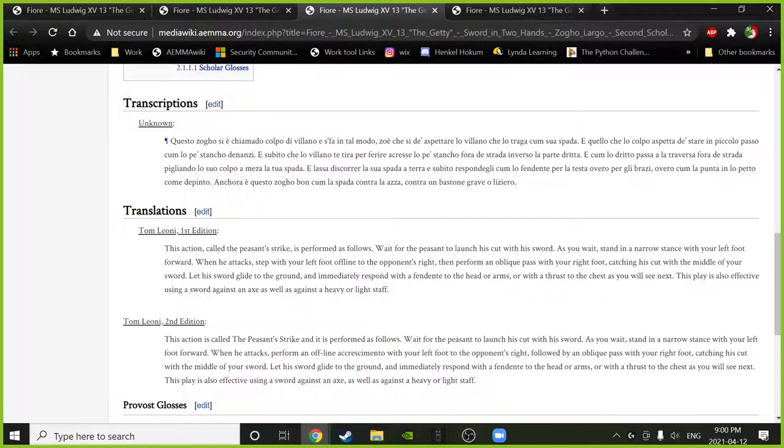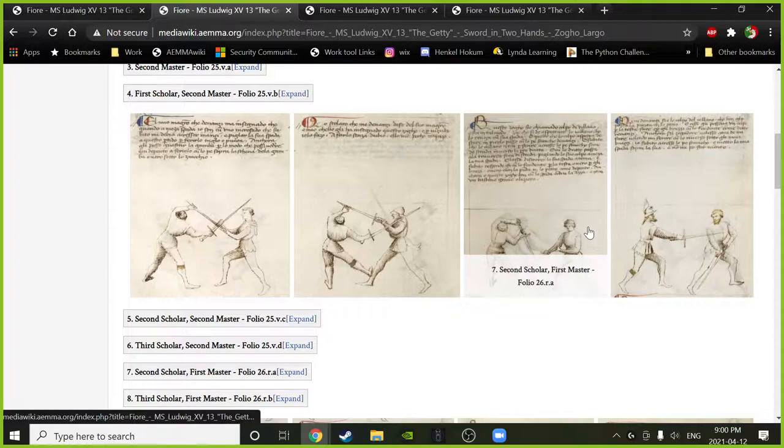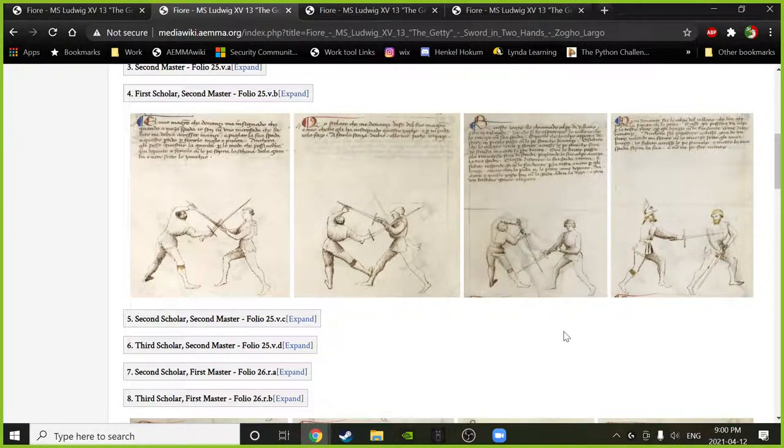So Fiore is saying that this is something that we might be able to do against a heavy weapon or against somebody who's giving us an immoderate blow of strength. Okay? But it's a downward blow, right? Yes. That's the sense of it anyway.